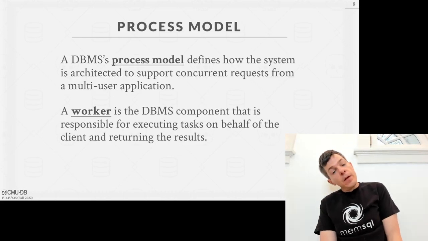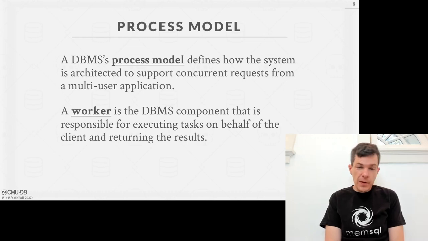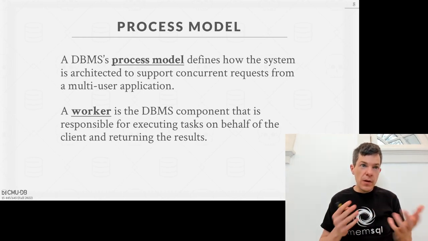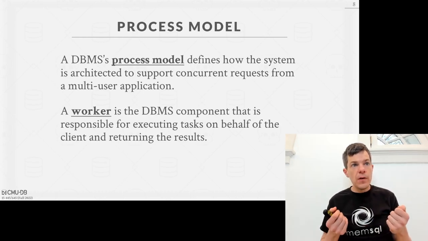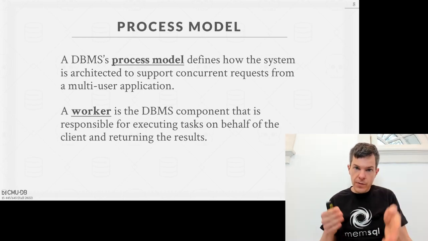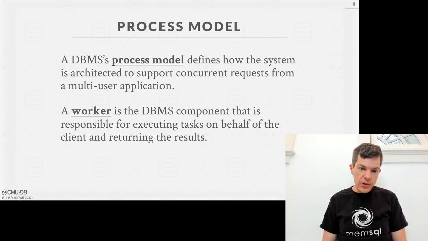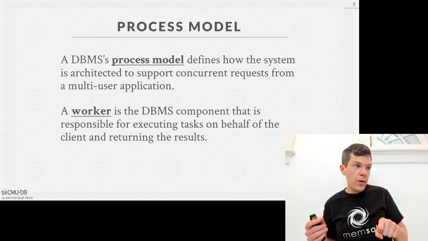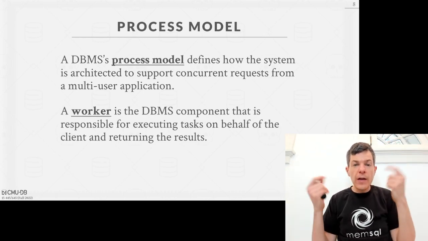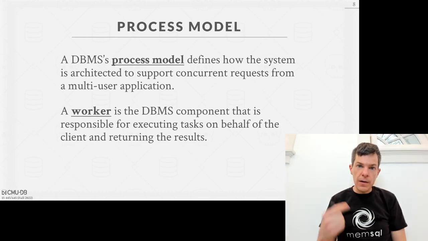So the first thing to define is the database system process model. Sometimes we call it process architecture in different systems. But basically, it determines how the system is going to be organized to support concurrent requests from a multi-user application. And by multi-user, what I mean is you could have multiple things or entities try to request different queries at the same time on our application. Now, this could come from either within the application itself, or the application could be taking its own input requests, like if it's a web server, taking requests from the outside and then passing those requests over to the database server. But for our purposes here, we don't really care.